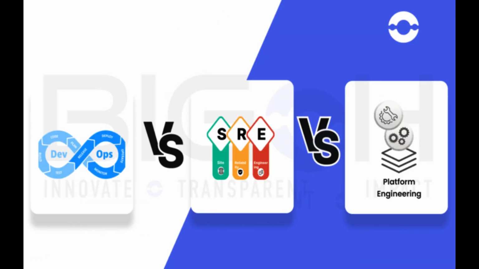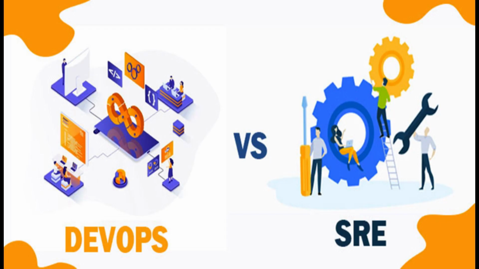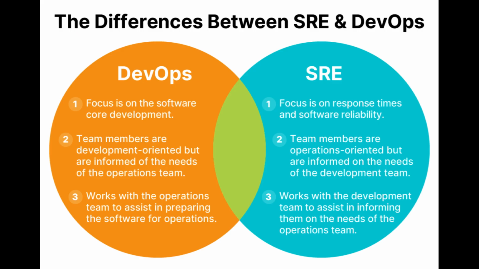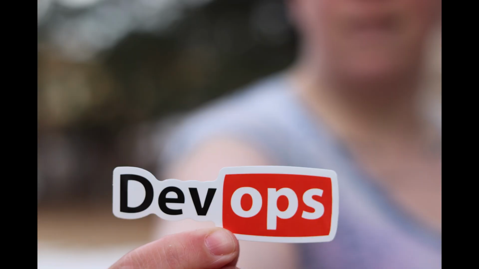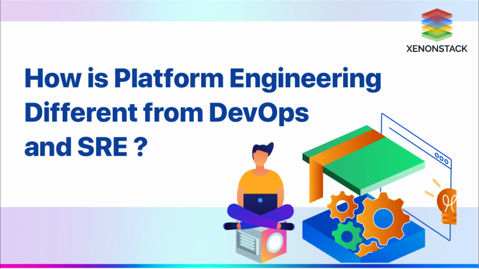Key characteristics of DevOps include collaboration. DevOps encourages close collaboration between development and operations teams to ensure better communication and shared responsibility throughout the software lifecycle. Continuous integration and continuous delivery, CI/CD. DevOps teams focus on implementing automated CI/CD pipelines to deliver code changes to production quickly and safely.